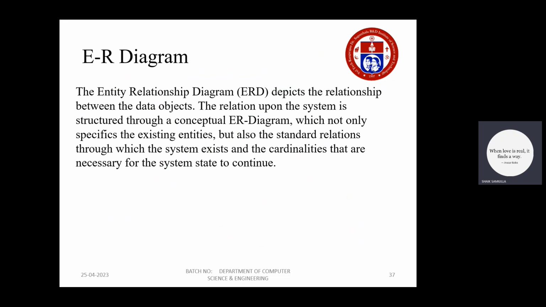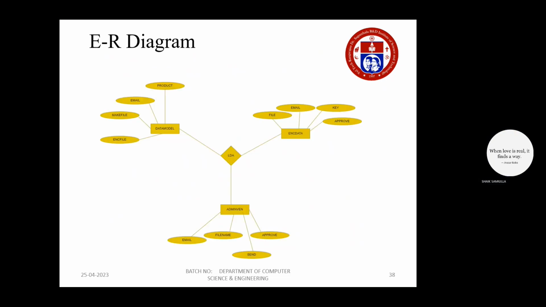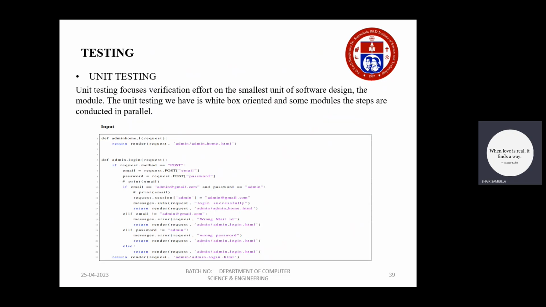ER diagram. ER diagram is the entity relationship diagram. Here we are using the entity relationship diagram to know the relations between data objects. This is our ER diagram.